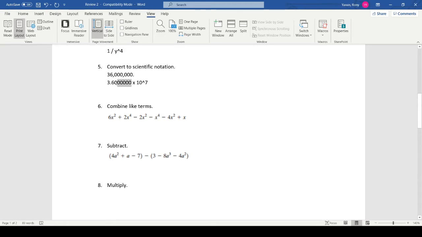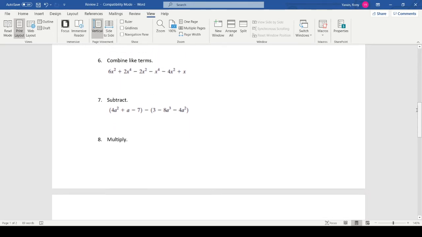And you don't necessarily need all these zeros. You can just get rid of these here, because the extra zeros at the end after a decimal point are really unnecessary. I mean, it's not technically wrong, but you can just leave it as 3.6 and it's the same thing. So 3.6 times 10 to the 7th is the scientific notation of 36 million.